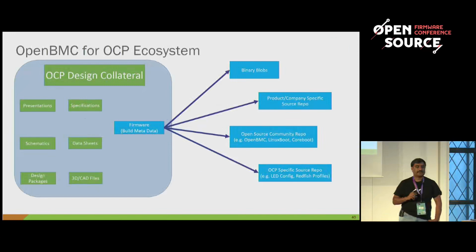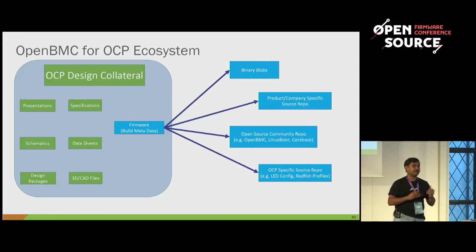As the last slide, I would like to show how OpenBMC fits into this ecosystem, the OCP ecosystem. OCP is where people are coming together and sharing their hardware designs. When you look at the OCP design collateral, you have the schematics, specifications, presentations, even 3D CAD models, which allow you to build an entire server or storage system that we open source. But what it doesn't give today is the firmware. Without the firmware, you cannot even boot up.